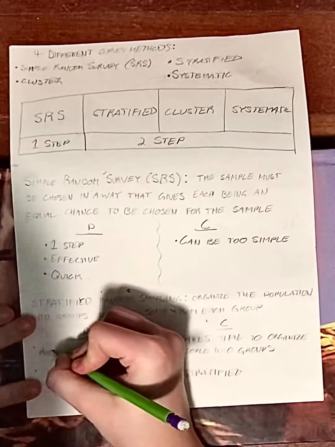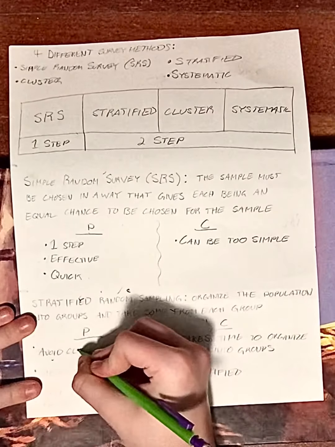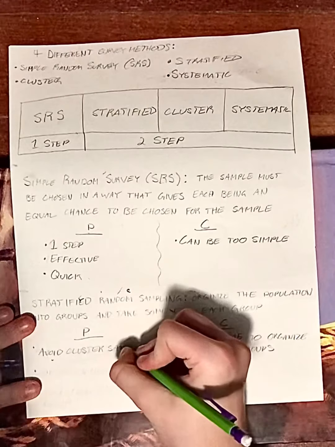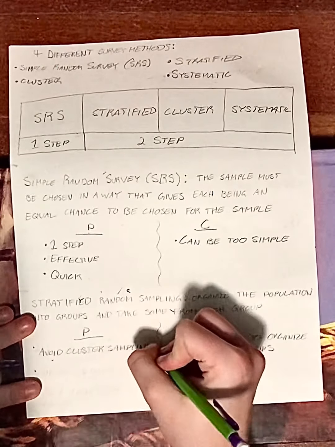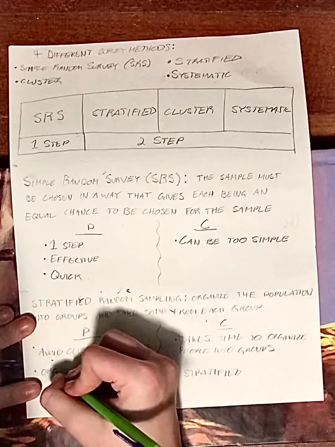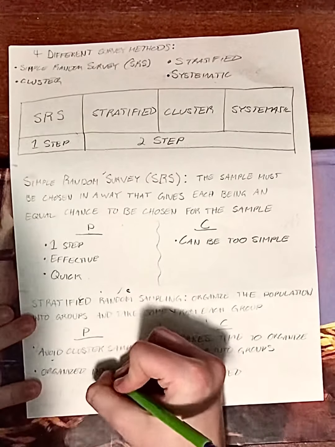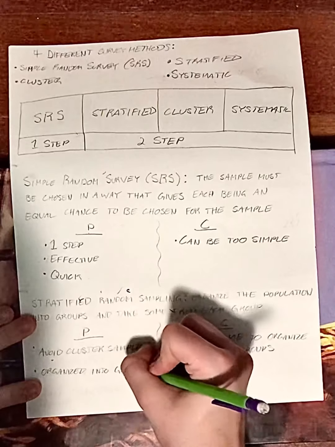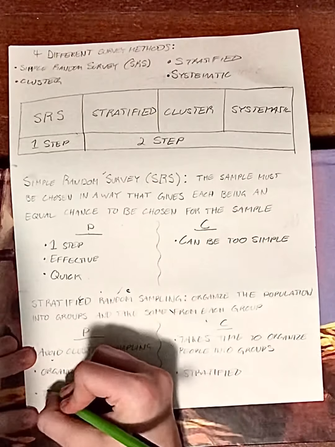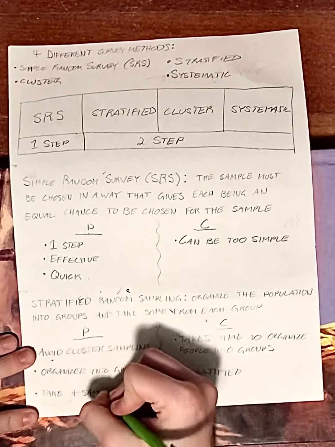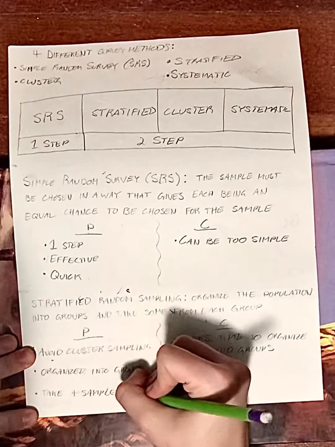Next is a stratified random sample. In a stratified random sample, you organize the population into groups and take some from each group. The pros of a stratified random sample is that you avoid cluster sampling, but also that the population is organized into groups and getting a sample from each group. The cons of a stratified random sample is that it may take some time to organize people into groups, and that it's stratified.